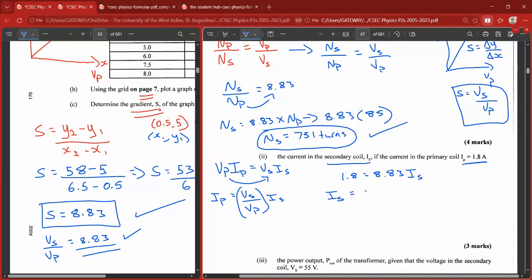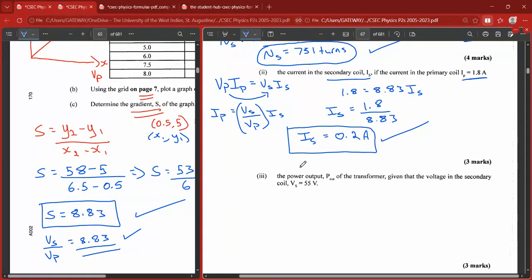To solve for Is, you just divide the 1.8 by the 8.83. So Is is equal to 1.8 divided by 8.83. I am getting 0.2, approximately 0.2 ampere, right? And that is 3 marks.